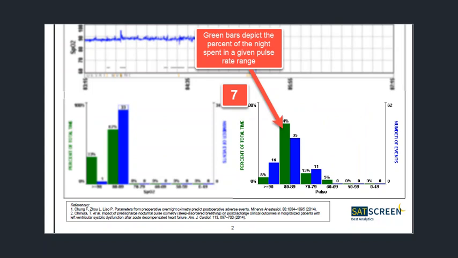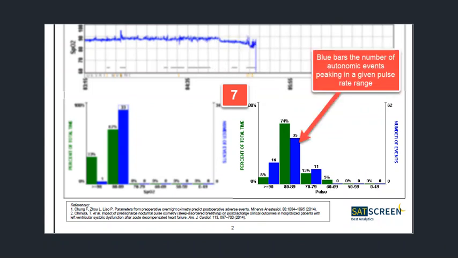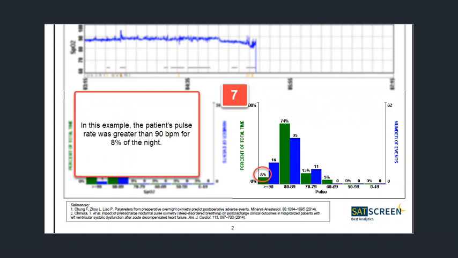Next, the graph on the right reports pulse data, with the percent of the total time the pulse was in a given pulse range depicted in green, and the number of autonomic events peaking in a given pulse rate range depicted in blue. In this example, we see that the patient's pulse rate was greater than 90 beats per minute for 8% of the night. And here we see 35 autonomic events had a peak value in the 80 to 89 beat per minute range.